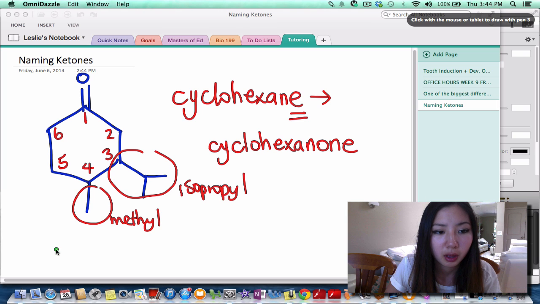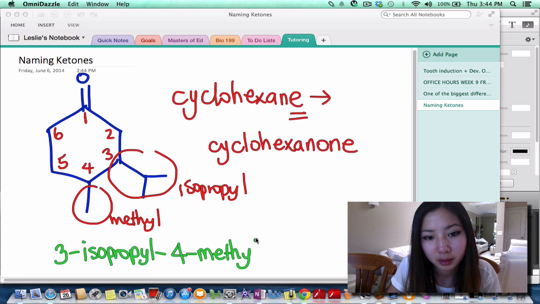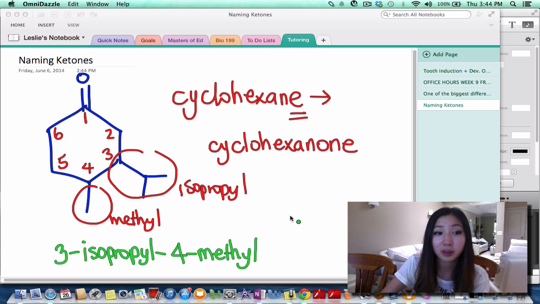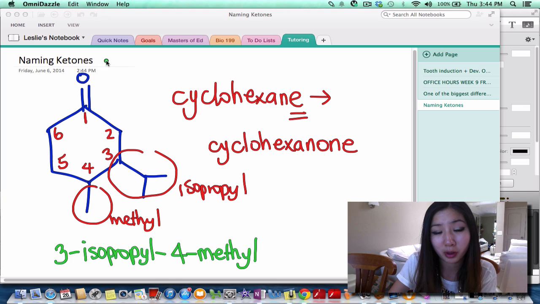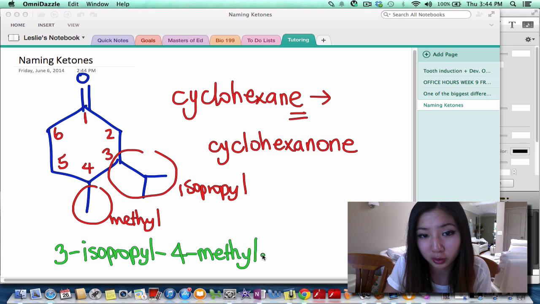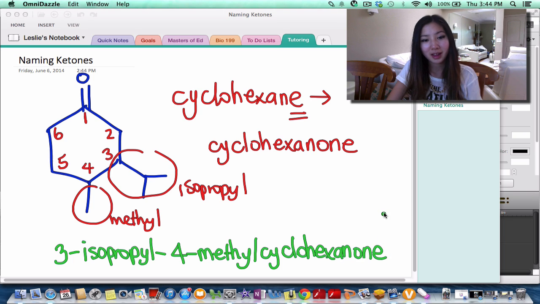And so we can name this like such. We can do 3 isopropyl, 4 methyl, and you don't have to say dash 1 dash cyclohexanone because we know that the carbonyl group is at the 1, because that's how you have to name ketones when they're in a ring. So from here you can just say cyclohexanone. Alright, and so that would be the proper naming for a ketone in ring form.